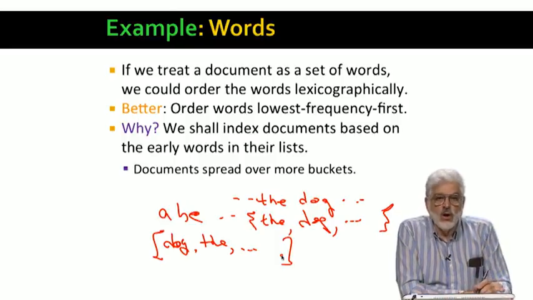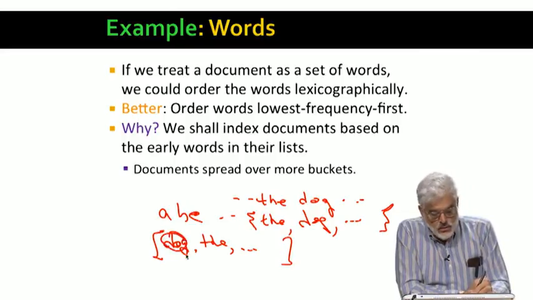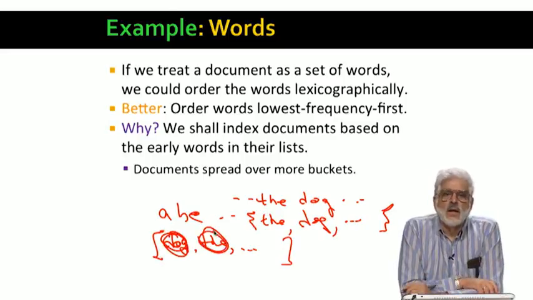I'm assuming that dog is a rarer word than the. It probably is. And it is these strings, or these objects, characters like dog and the, for which we'll create the indexes.